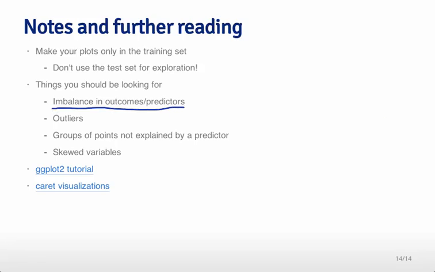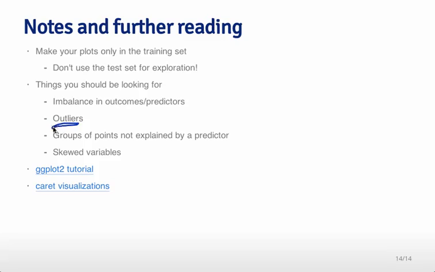If you see all of the predictors tend to be one value in one outcome group and not another outcome group, then that's a good predictor. But if you see that you only have 3 of one outcome and 150 of the other outcome, that means it's going to be very hard to build an accurate classifier between those two classes.